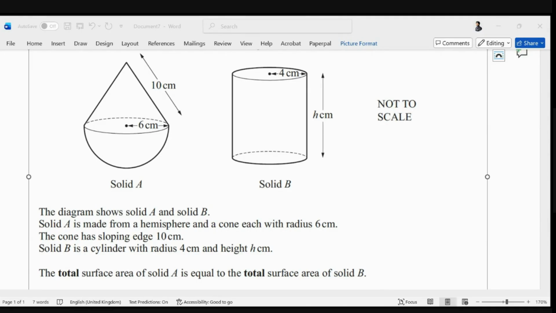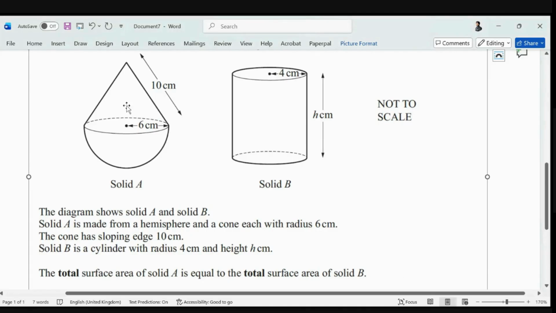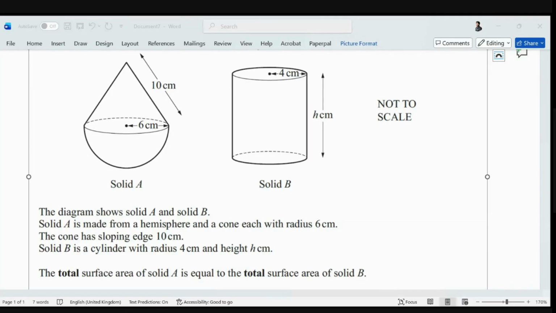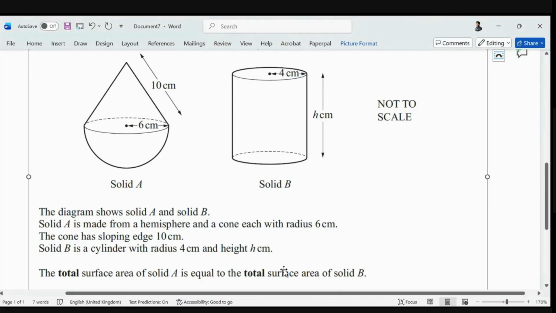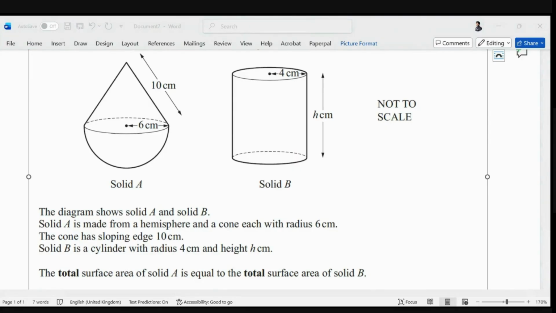Now these are two solids. Solids means all the surfaces are there. Solid A is a cone and a hemisphere, and solid B is a solid cylinder. The slant length of the cone is 10. It tells us that the total surface area of solid A is equal to the total surface area of solid B. How many surfaces does solid A have? Can anyone tell me?